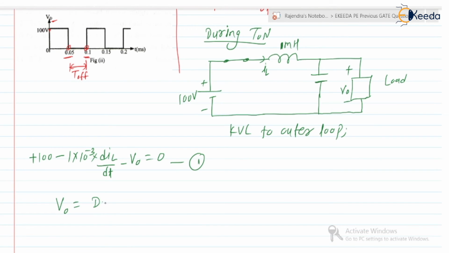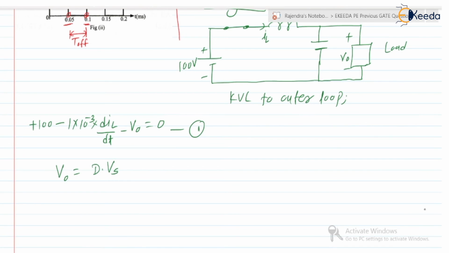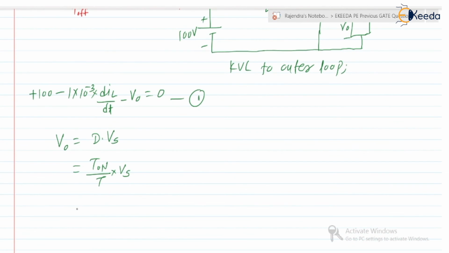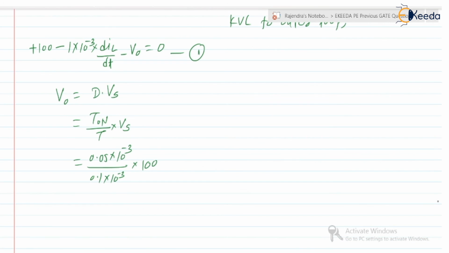V0 is equal to D into Vs. For the buck converter, D is equal to T on by T. We know T on is 0.05 millisecond and T is 0.1 millisecond. So it is 0.05 into 10 to the power minus 3 divided by 0.1 into 10 to the power minus 3, into Vs, which is 100 volt. So it is 0.05 by 0.1, that is 1 by 2, into 100. It is 50 volt. So V0 is equal to 50 volt, and D is equal to T on by T, that is 1 by 2.